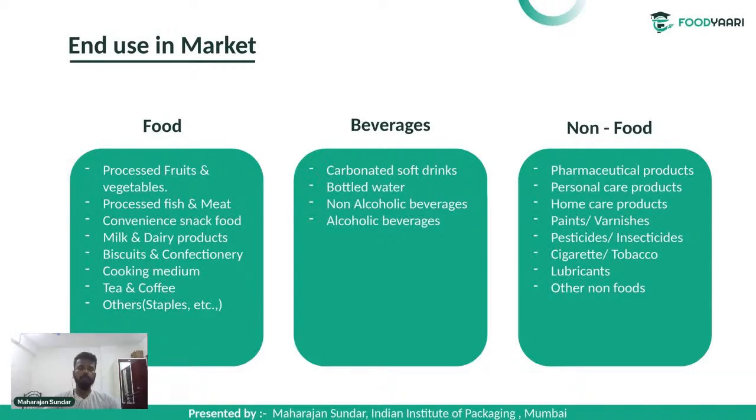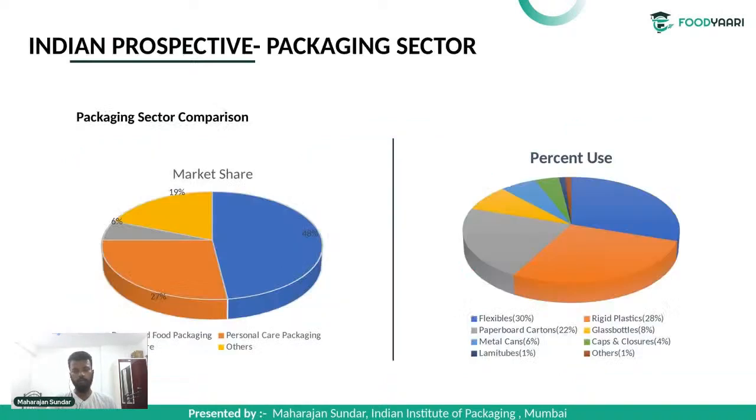The packed food products include processed fruits and vegetables, processed fish and meat, convenience snack food, milk and dairy products, biscuits, conventional cooking medium, tea and coffee, and other staples. Beverages include carbonated soft drinks, bottled water, non-alcoholic beverages, and alcoholic beverages. Non-food includes pharmaceutical products, personal care products, home care, paints, varnishes, pesticides, cigarettes or tobacco, lubricants, and other non-foods.